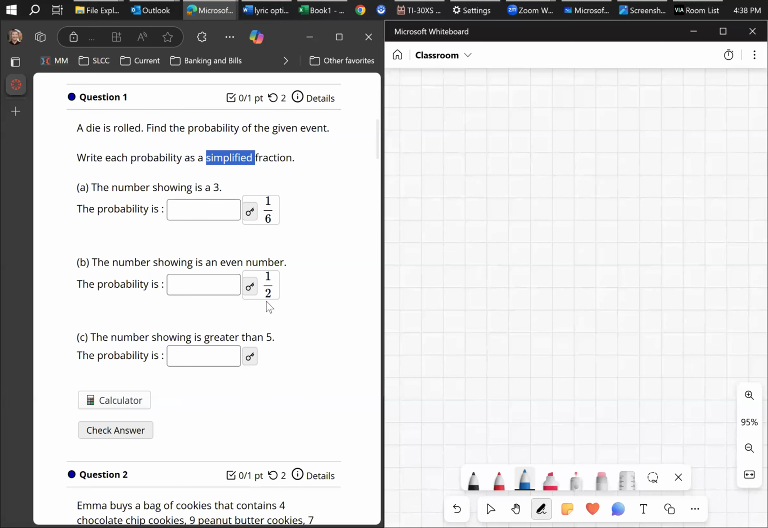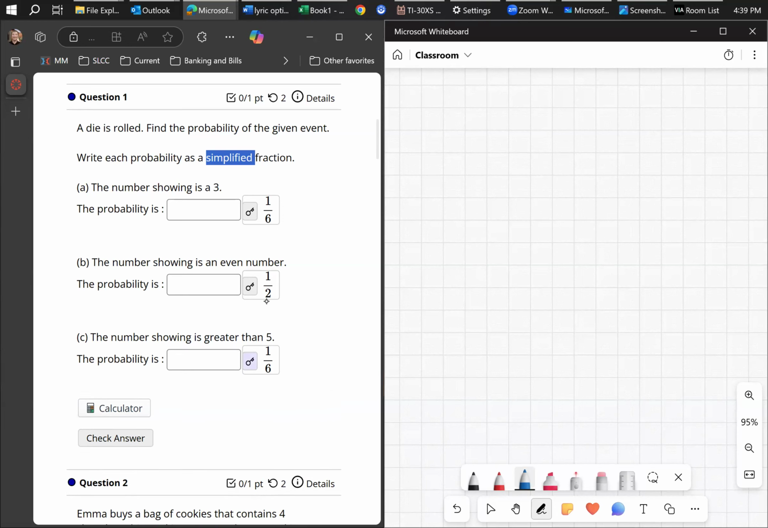All right. The number showing is greater than 5. Well, on a six-sided die, there's only one number greater than 5. That's a 6. So again, 1 out of 6.